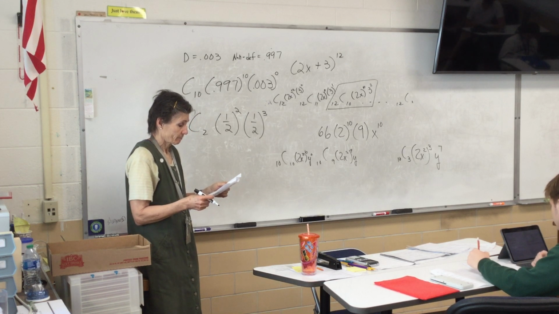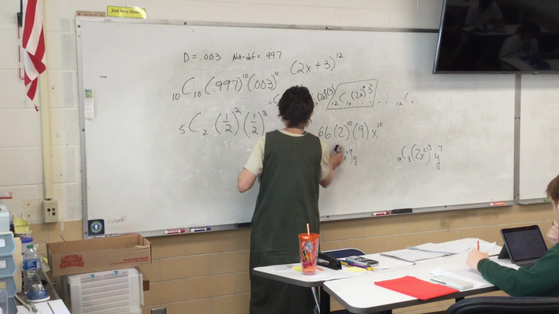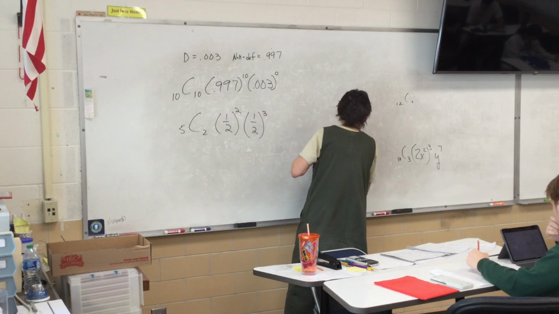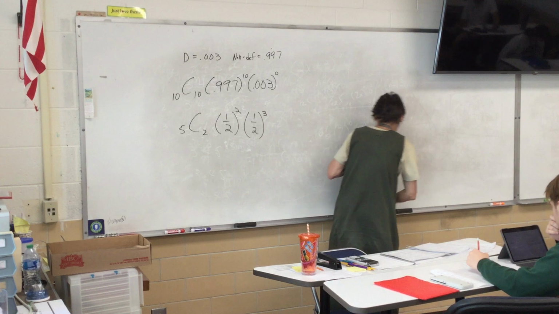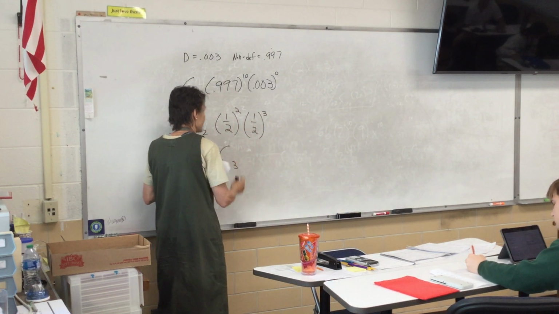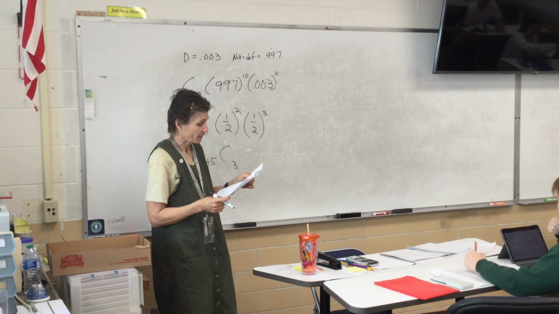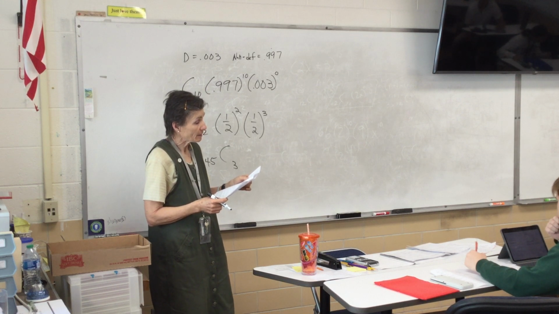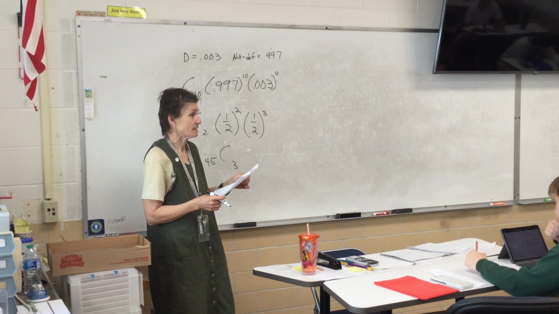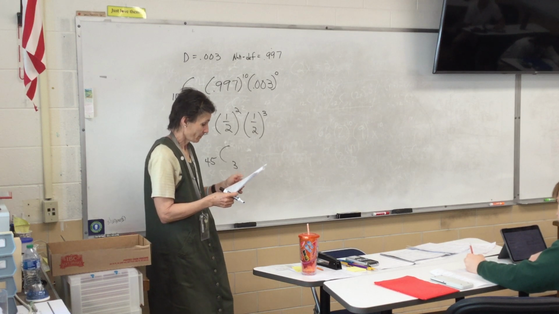Here we go. How are you gonna set up number 14? It's not a probability, so please don't make it a fraction. Bronson? 45C3. Perfect. That's all there is to it. We're not overthinking it. There's 45 people and you're picking 3. We don't care what order they get picked in because they're just a committee. They're not a president, a vice president, and a treasurer. That would be 45P3.